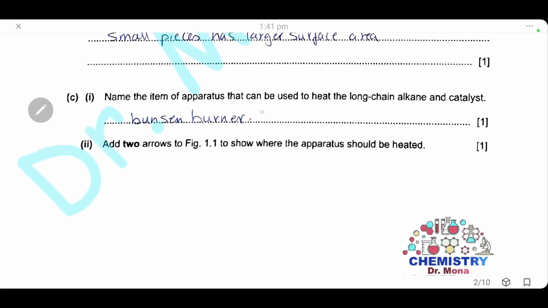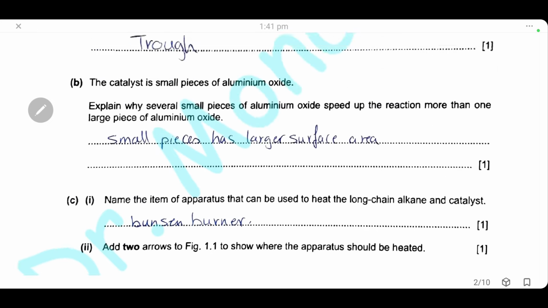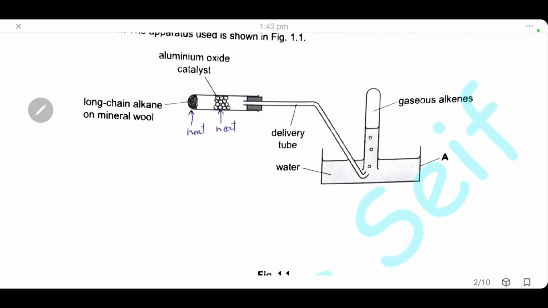Name the item of apparatus that can be used to heat the long chain alkane and the catalyst. Of course, we can heat using Bunsen burner. Draw two arrows to represent where the apparatus should be heated. Here we will draw two arrows, one arrow below the long chain alkane and the other one below the catalyst aluminium oxide, and the two arrows should be labeled heat.